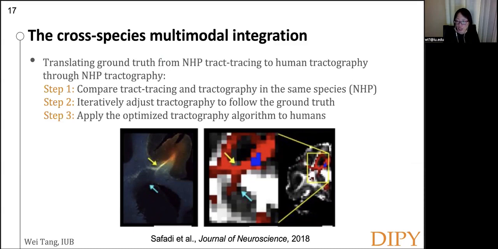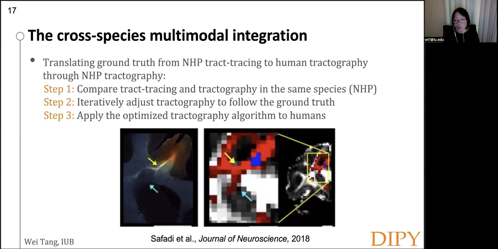But the question is, can we do better than that? Is there a way to quantitatively and systematically translate the ground truth into humans? The answer is yes, and we have computational neuroanatomy to combine the two fields. The critical step is to use non-human primate diffusion imaging as a translational step. Recently, animal neuroimaging is going through rapid development. It is now possible to acquire high-resolution diffusion-weighted images both in vivo and post-mortem from animal brains.